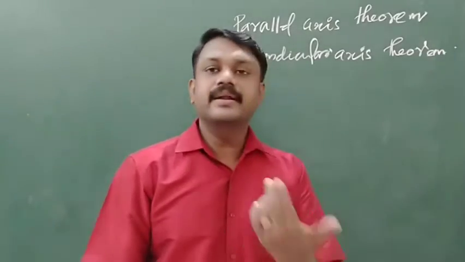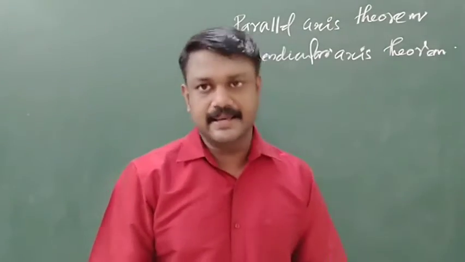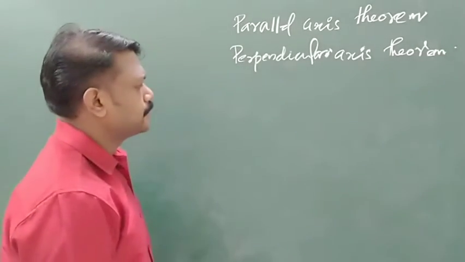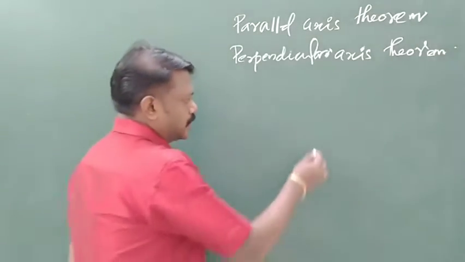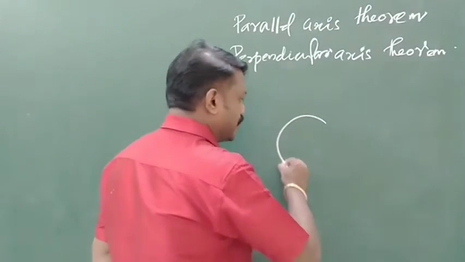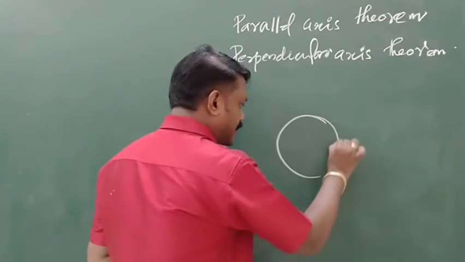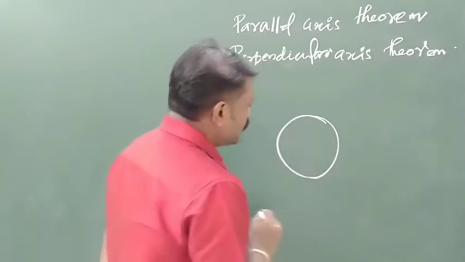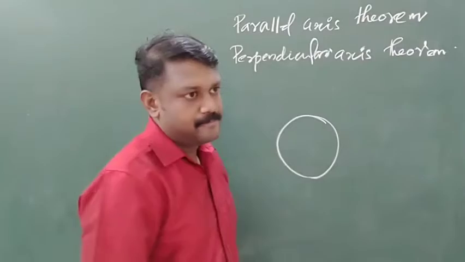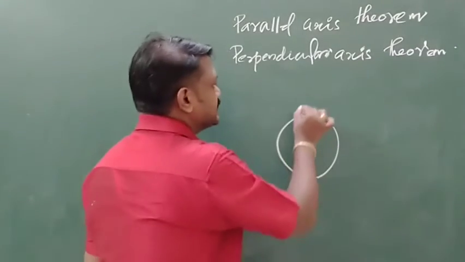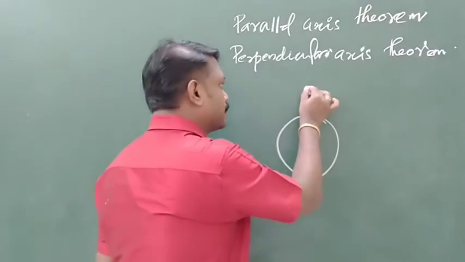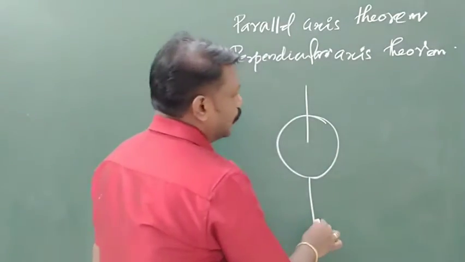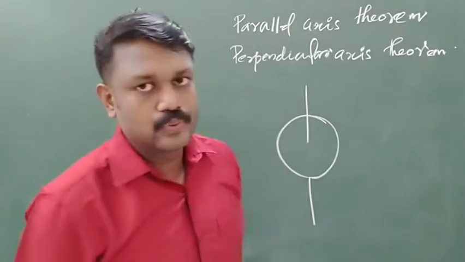Now, we can define the perpendicular axis theorem. For that, consider you are having a rigid body of a plane lamina. Lamina means a surface. So you are having a plane lamina and it is capable of rotating about an axis passing perpendicular to its plane.